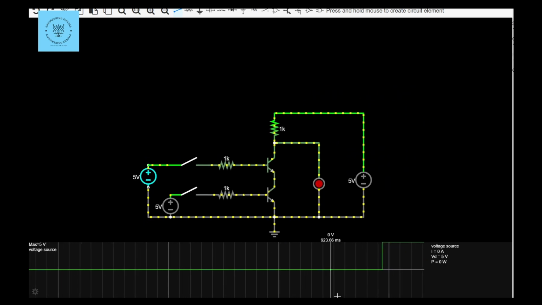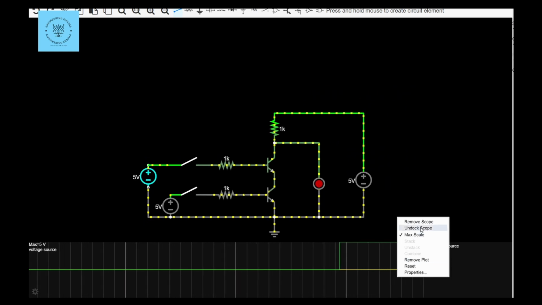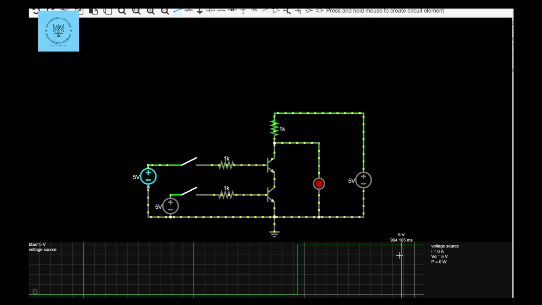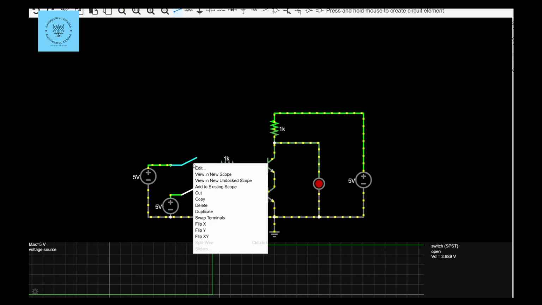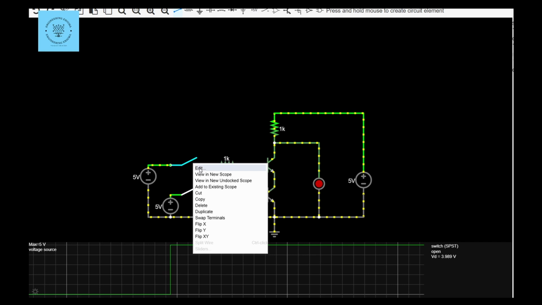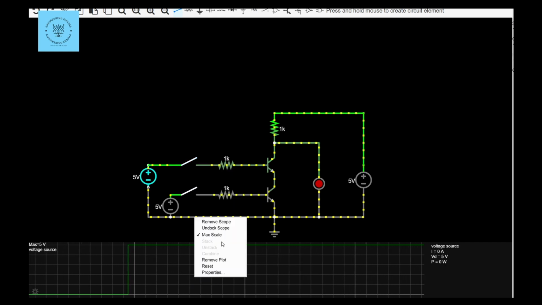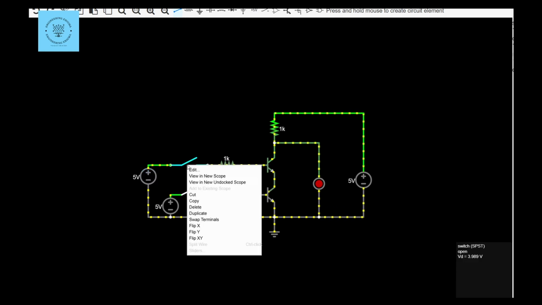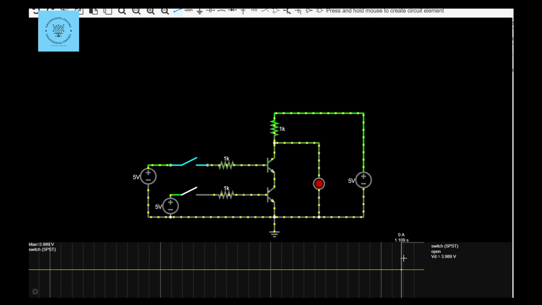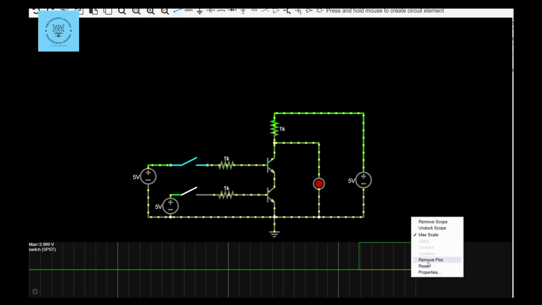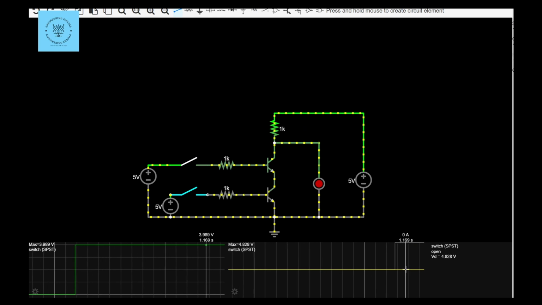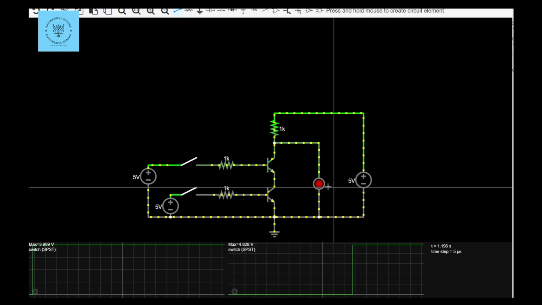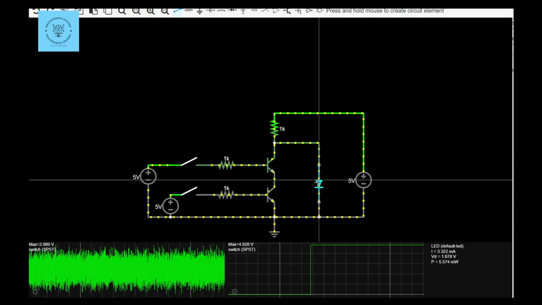Third case, when A is 0 and B is 1. The second transistor turns on, but the first transistor remains off, so again the LED stays on and the output is 1. Final case, when both inputs are 1. Now both transistors turn on and a path is created from the LED through both transistors to ground. Because of this, the LED turns off and the output becomes 0.